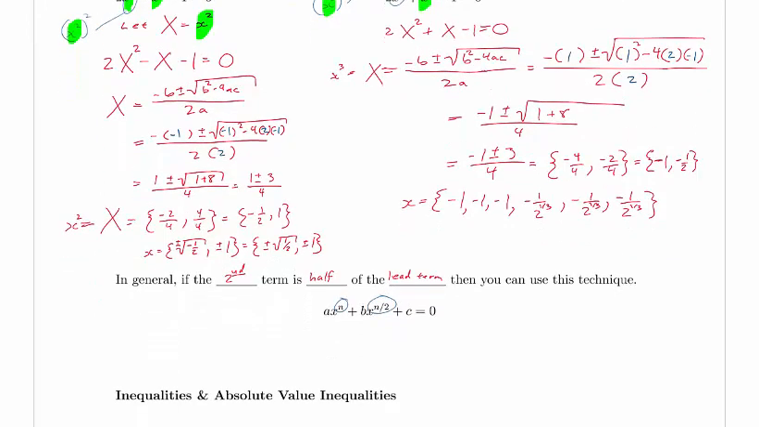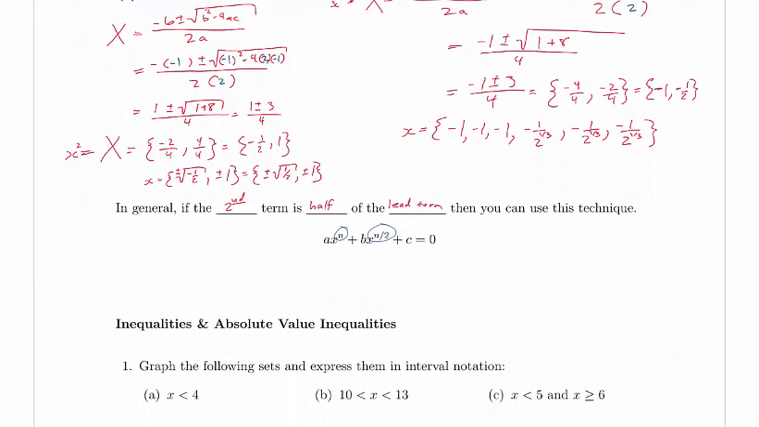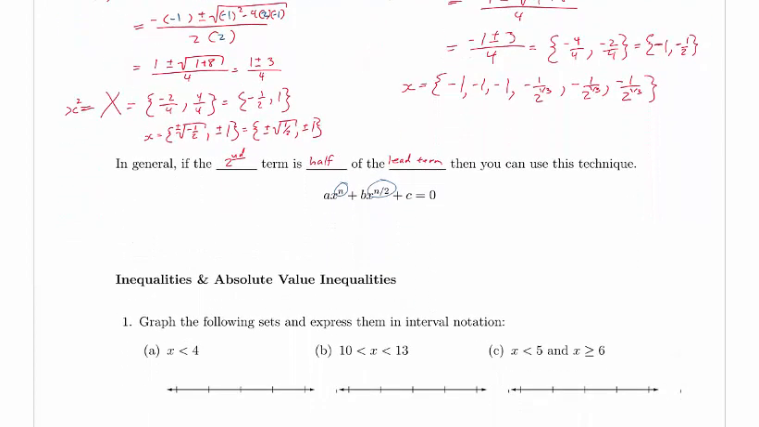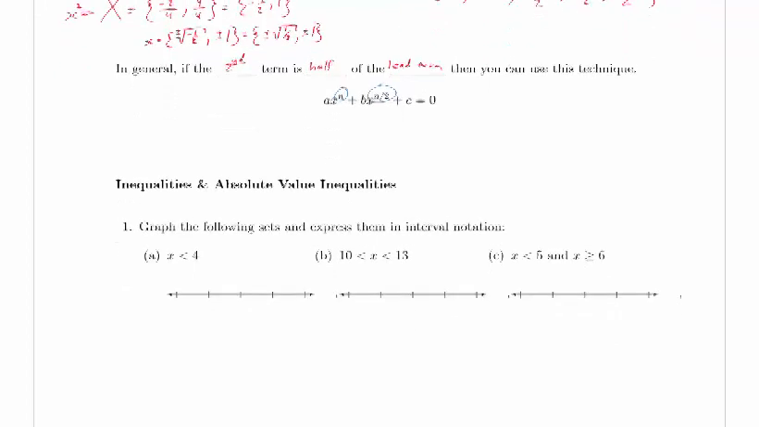And also, it's not stated here, but this only works when you have terms like this. You have to be able to simmer the equation down to something that resembles a quadratic with the proper substitution. Okay, and so that's basically it for this part of the handout. Make sure you get some practice with these on the homework. And we're going to go ahead and move on to inequalities and absolute value inequalities.